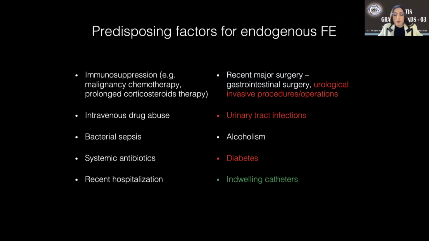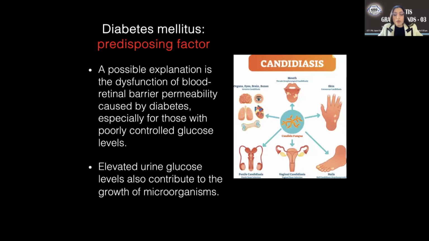The predisposing factors for the endogenous fungal endophthalmitis are mainly immunosuppression, urological invasive procedures, urinary tract infections, diabetes, and indwelling catheters. And how does diabetes promote the infection? A possible explanation is the dysfunction of blood-retinal barrier permeability caused by diabetes. Moreover, the elevated urine glucose levels contribute to the growth of microorganisms.